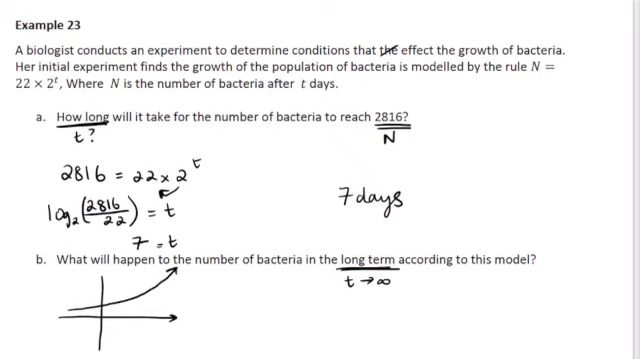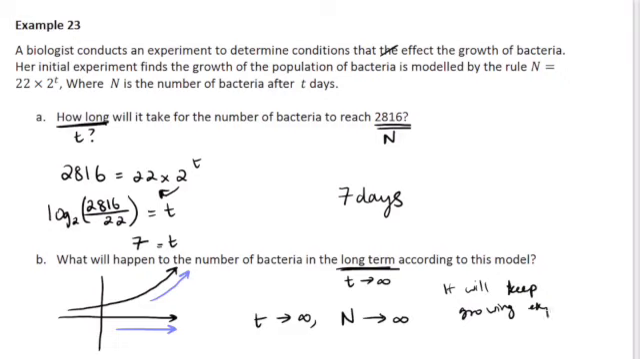So what we can see is that as t continues, this exponential function will continue to rise. It doesn't approach an asymptote. So in the long run, as in when time approaches infinity, then the number of bacteria will likewise approach infinity. It will keep growing exponentially. And we can also say that that's going to happen indefinitely because there is no asymptote. It'll just continue that growth trend.